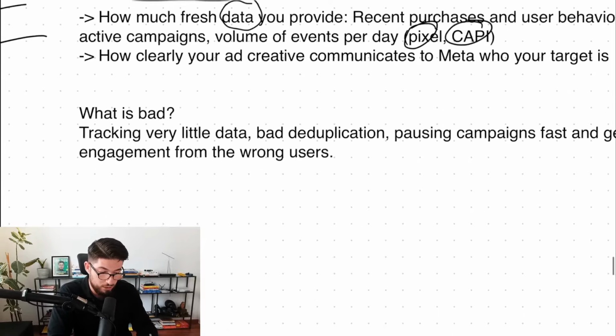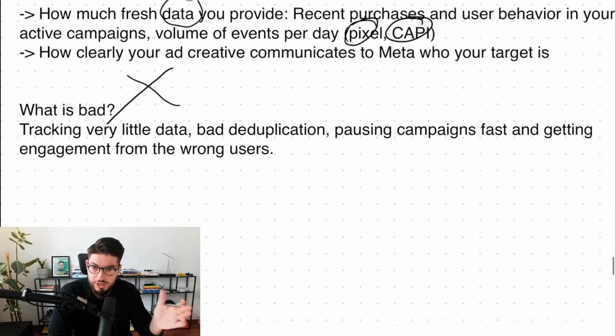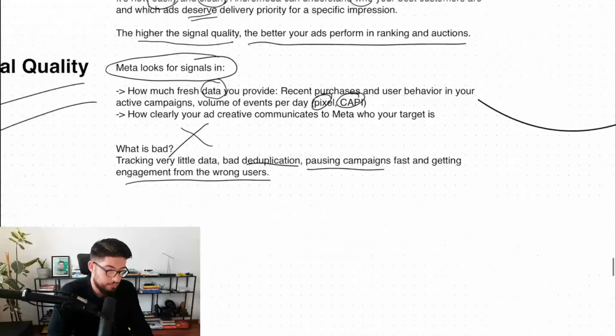So what not to do? Tracking very little data. So conversions API is not set up or it's set up in the wrong way, no deduplication, pausing campaigns super fast so it never accumulates data, and getting engagement from the wrong users. So let's see it practically.